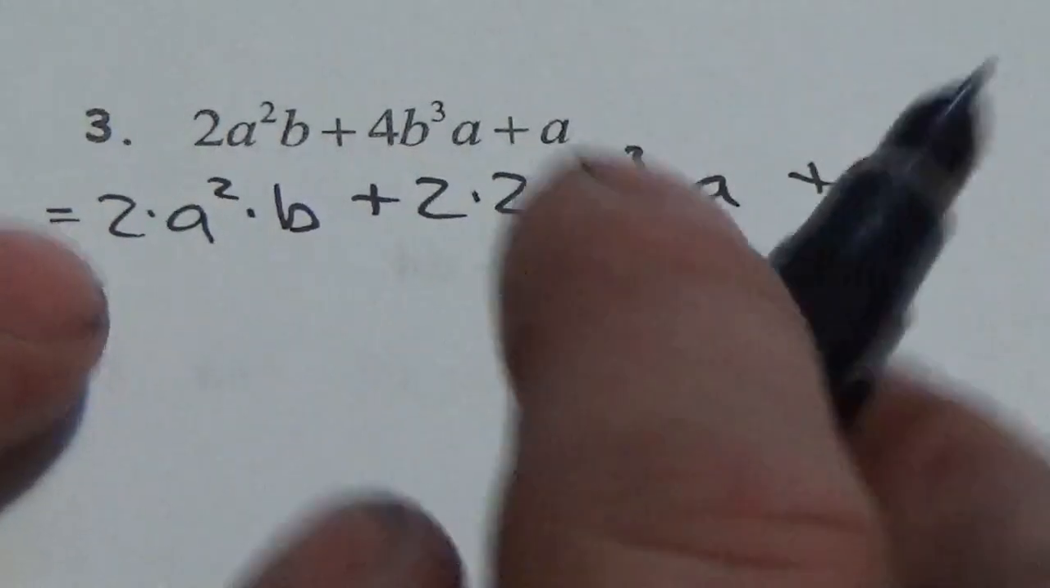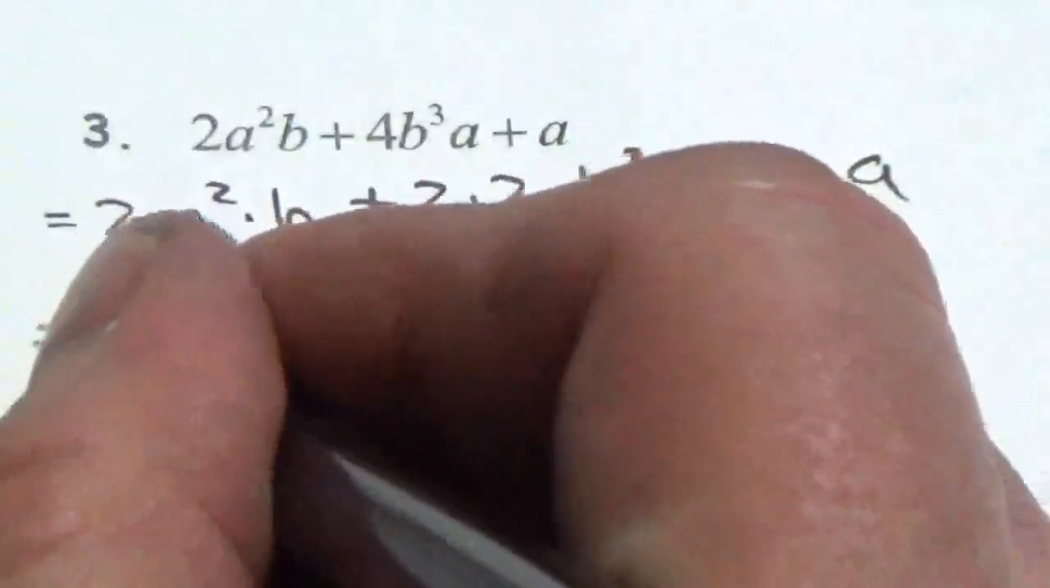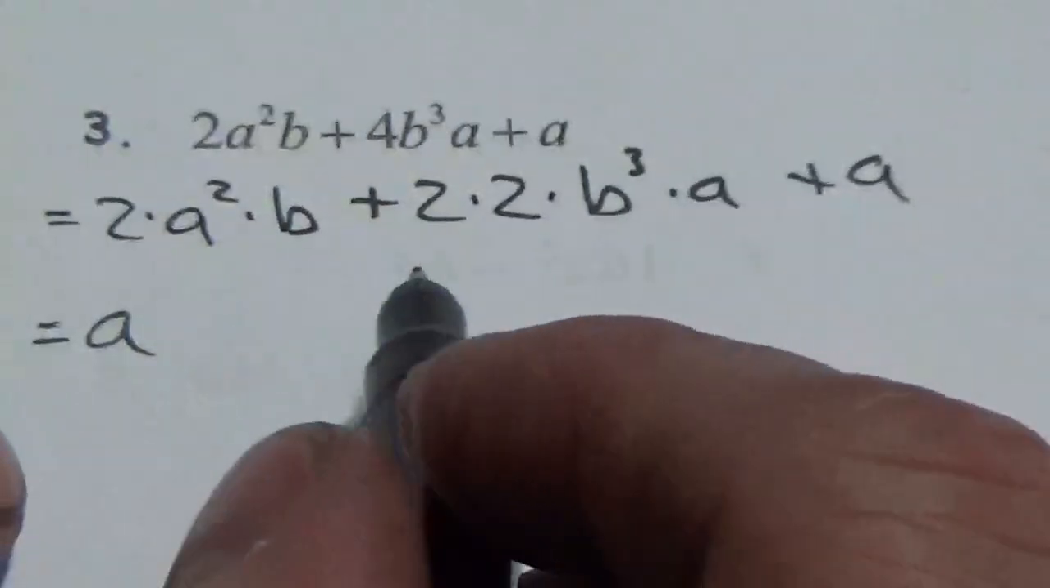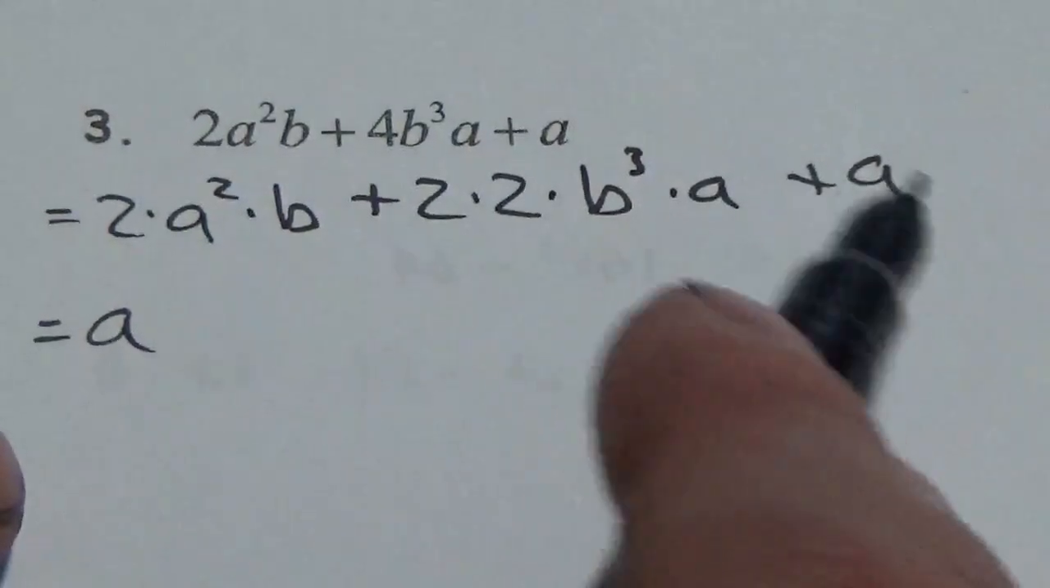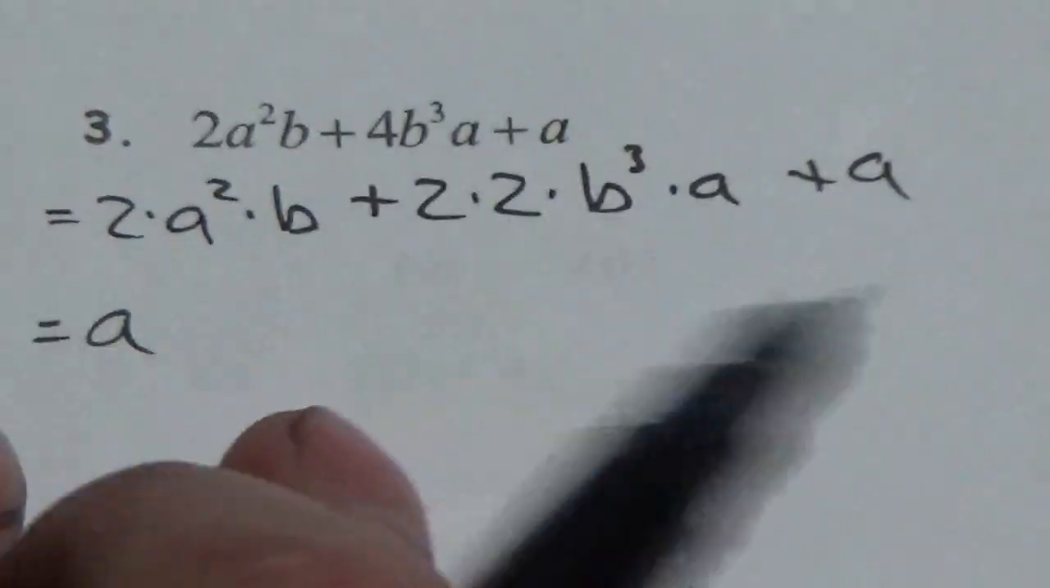There's an a here and an a here. Okay, so the a has been distributed. But even the b, I can't do much with the b because the b isn't common to that last term. I'm looking for something that I see in all three of those terms here.